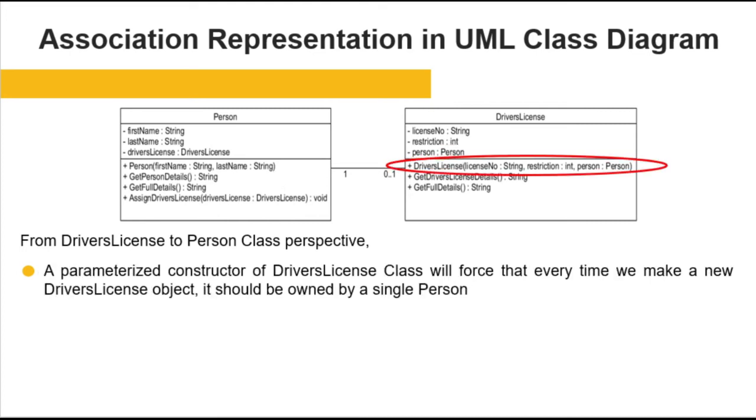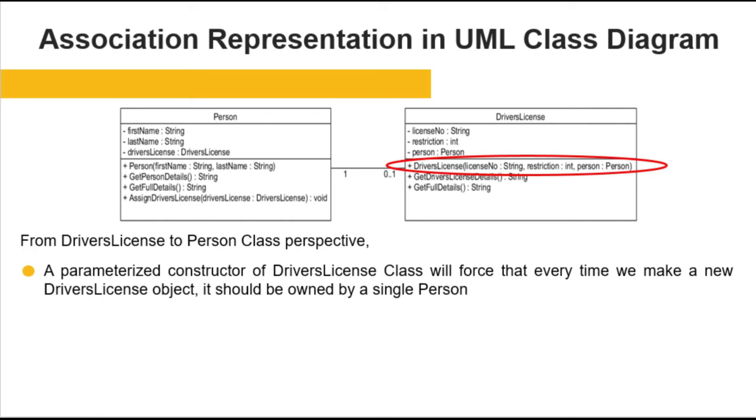A parameterized constructor of the driver's license class will force that every time we make a new driver's license object, it should be owned by a single person. So unlike the person constructor, in which we did not require passing a value for the driver's license object, in the driver's license constructor, we require a person object as a parameter. The reason, again, is that every time we issue a driver's license, it is required that a person should own it. That's why from driver's license to person, we have this one multiplicity. In the real world scenario, a driver's license is made only when a person applies for it.